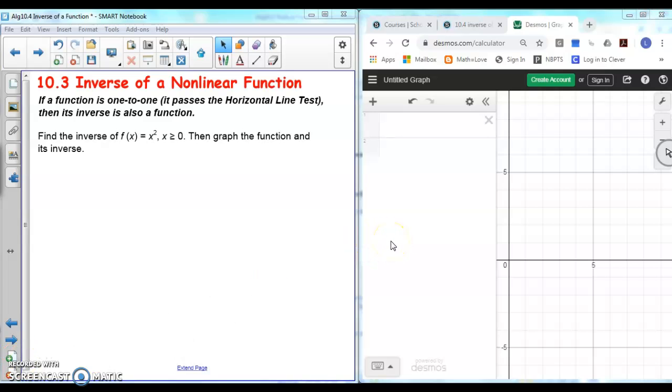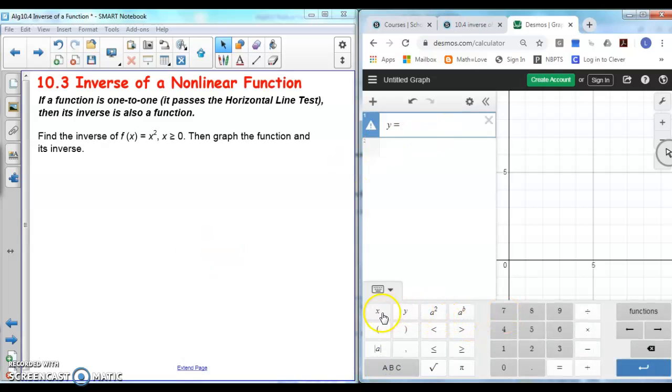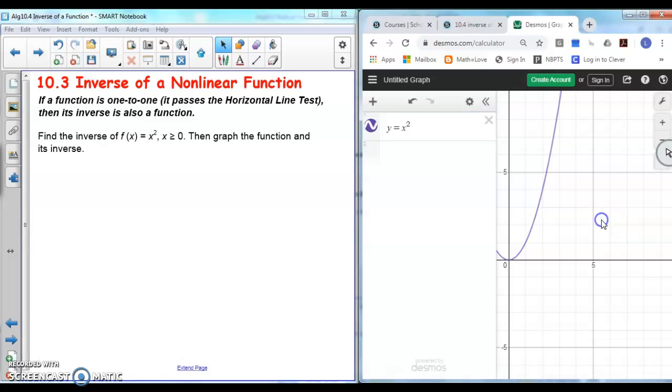Well, what if a function is not a linear function? So how are we going to find its inverse? Well, let's take the first example here, which is y is equal to x squared. So let's look at the graph of y is equal to x squared.